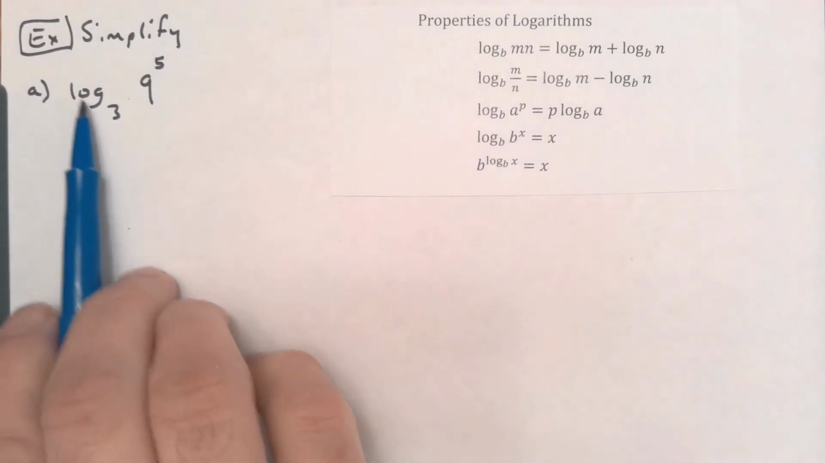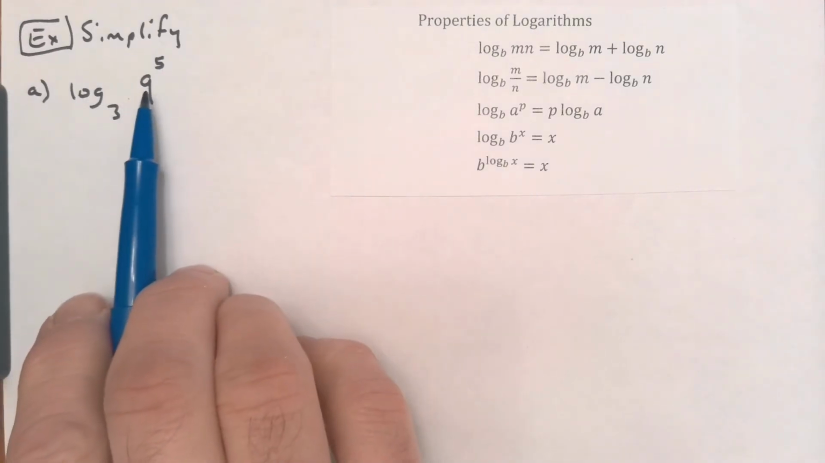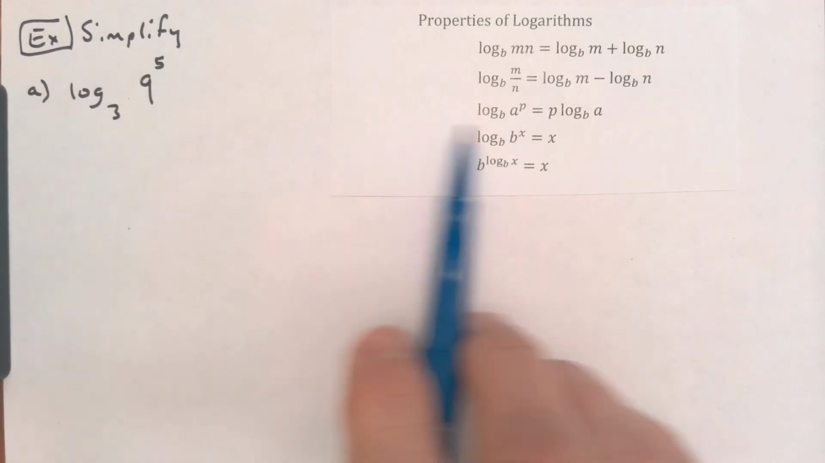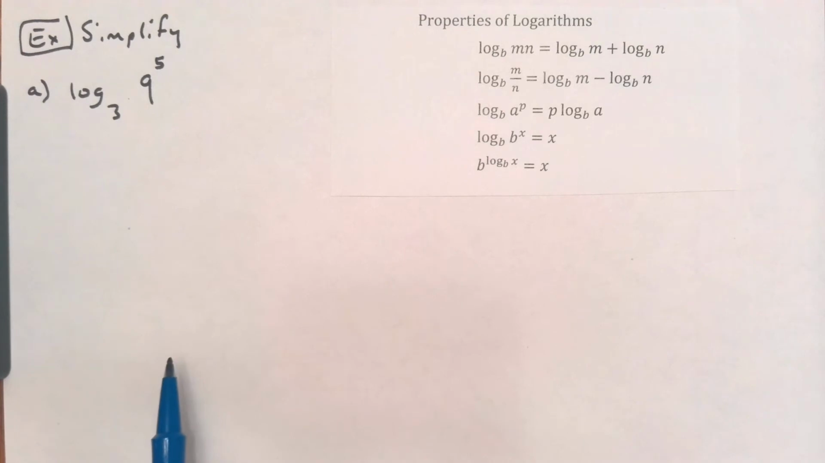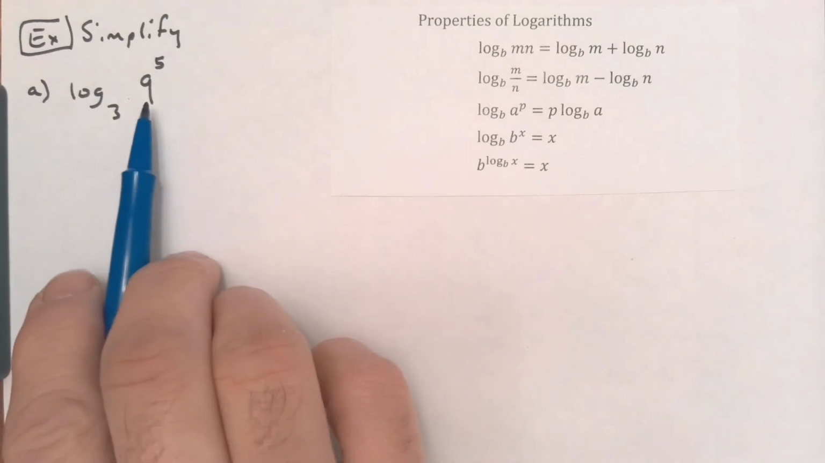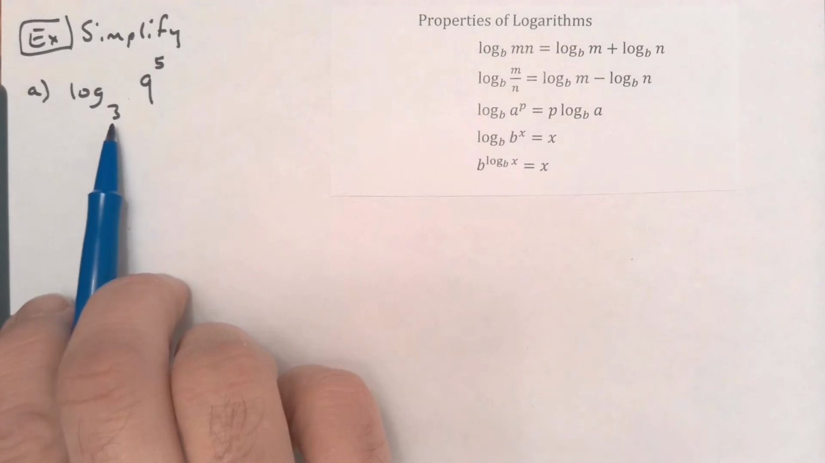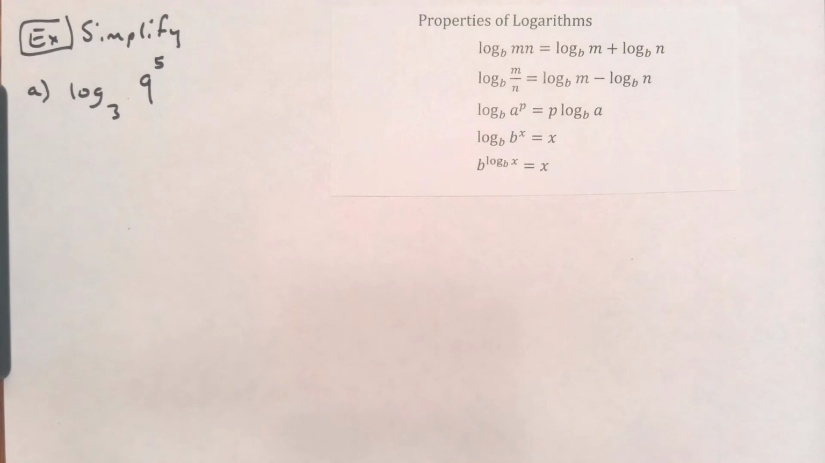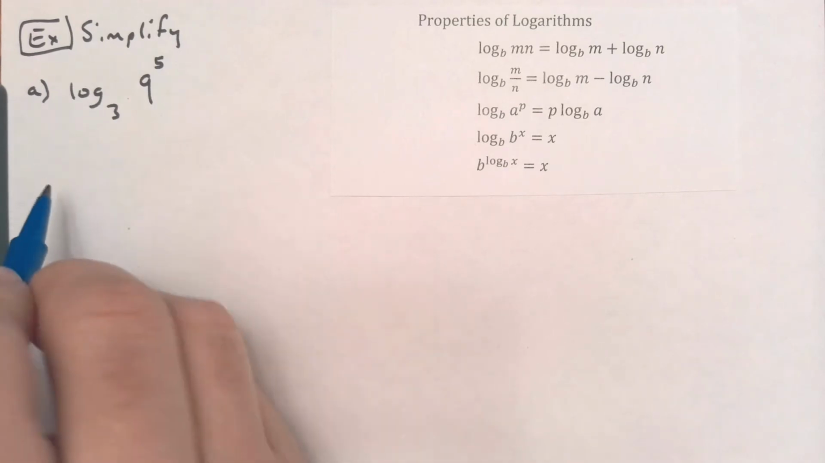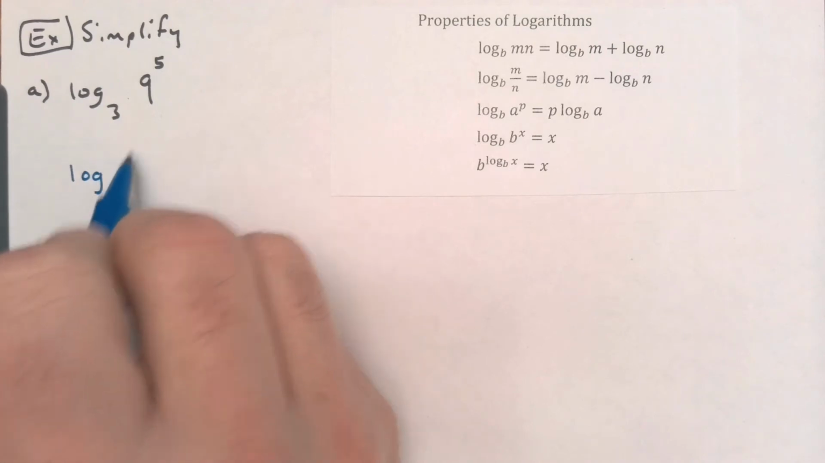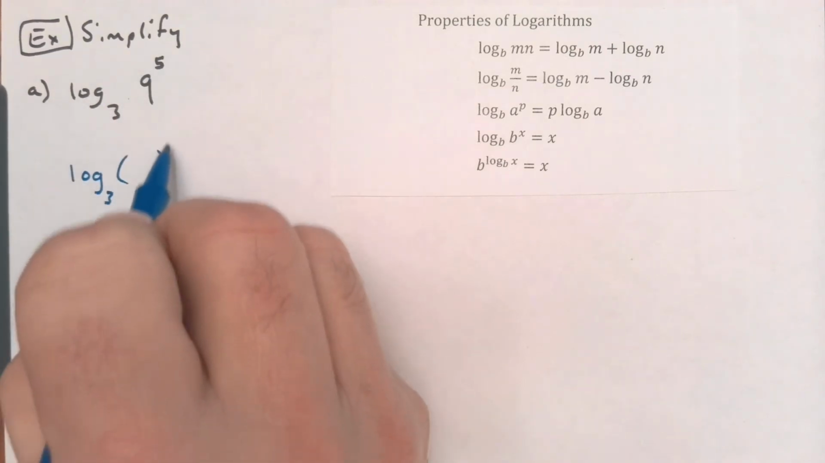We do have a log base 3 here, and I do have 9 to the 5th power here, but the 9 and the 3, they don't match, so I can't use that property the way that it is right now. But if I can take the 9 and write it as 3 to a power, then the base would be 3 on both, and we can do that. So I'm going to rewrite this as log base 3. What we had was 9 to the 5th power.